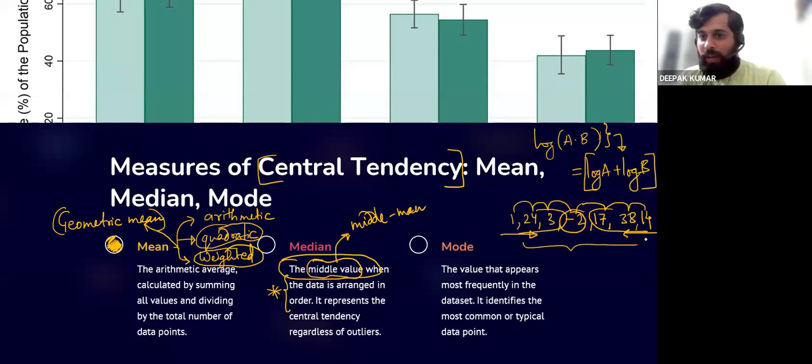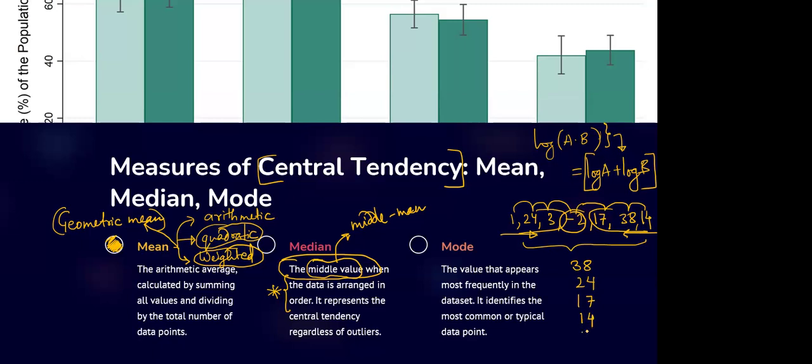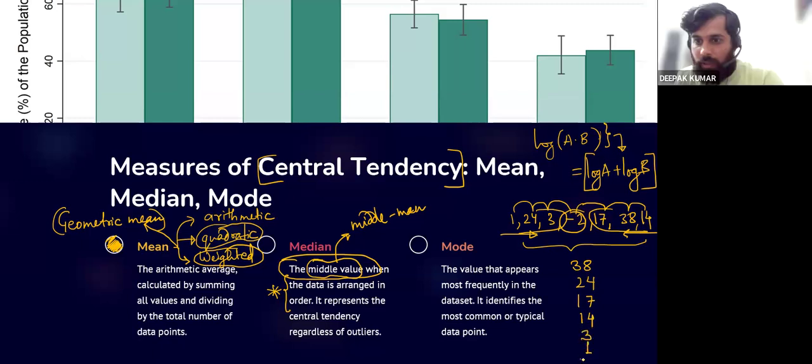So if I go for descending order, the highest is 38. Then 24, 17, 14, 3, 1, -2. So this is the descending order. If you take 3 quantities on this side and 3 quantities on the other side, you are left with 14 as the median.